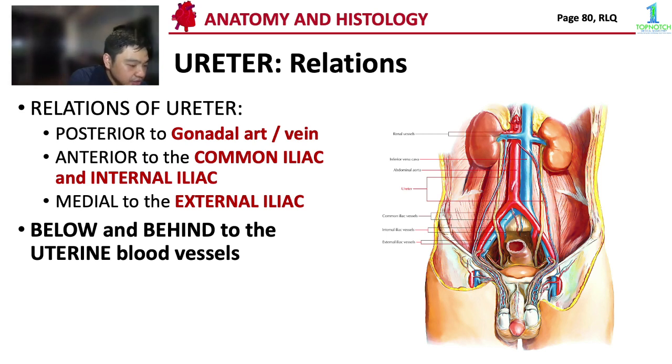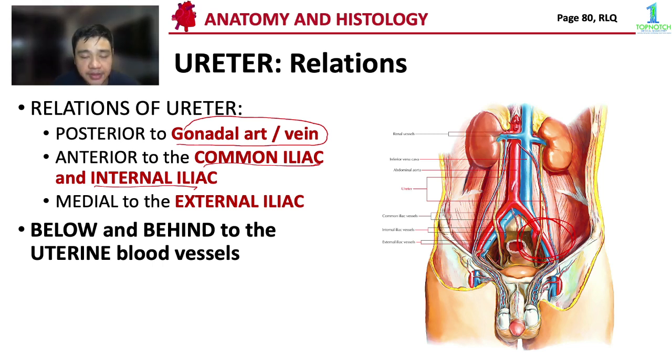Okay? More about the relationships of the ureter. Posteriorly, the ureter is in close proximity with the gonadal artery and vein, and it's anterior to the common iliac and internal iliac. Look at this portion here. These are your common iliacs, and your ureter crosses on top. Okay, crosses on top of your common iliac vessels. This is very important in the surgical aspect if you want to locate the ureter.